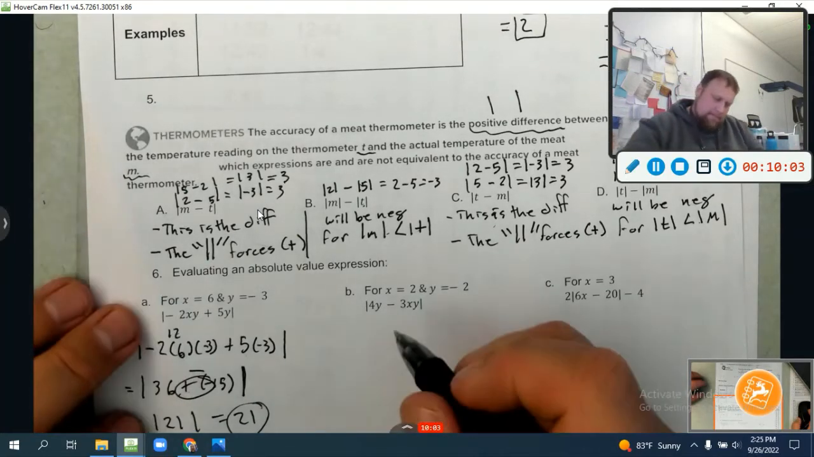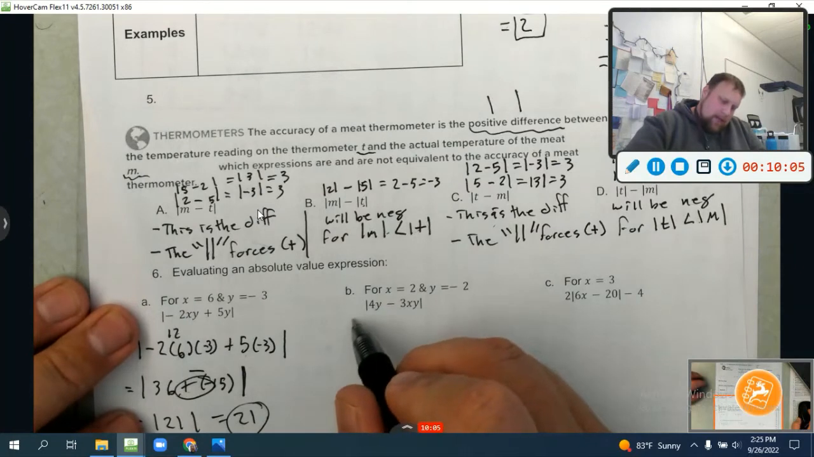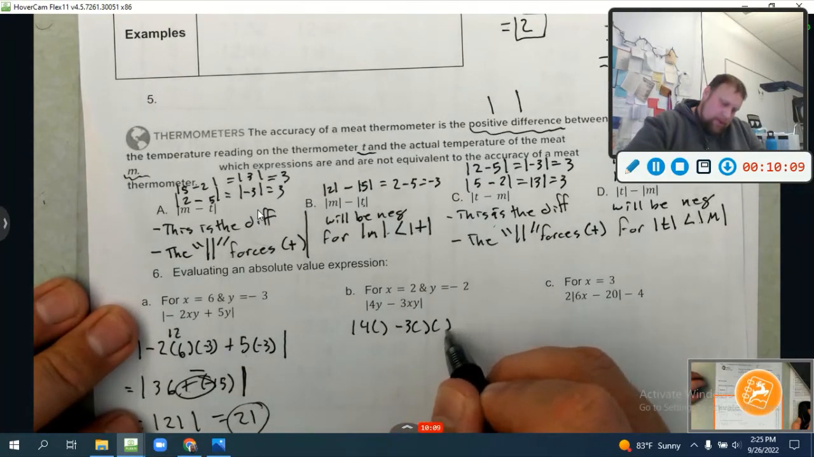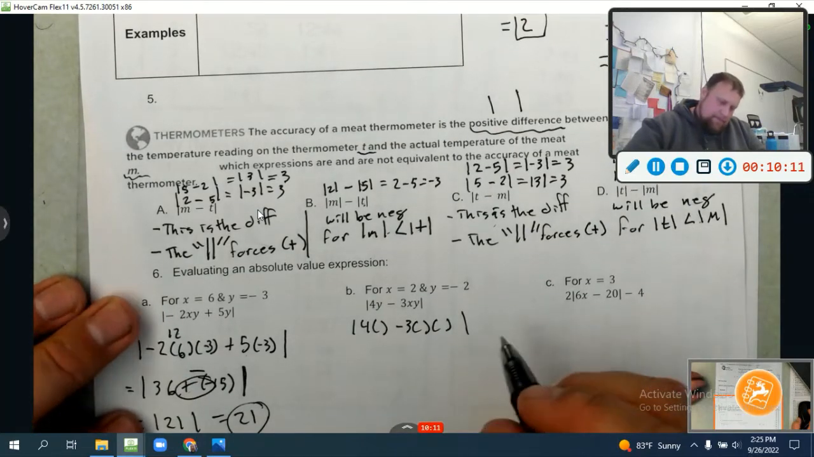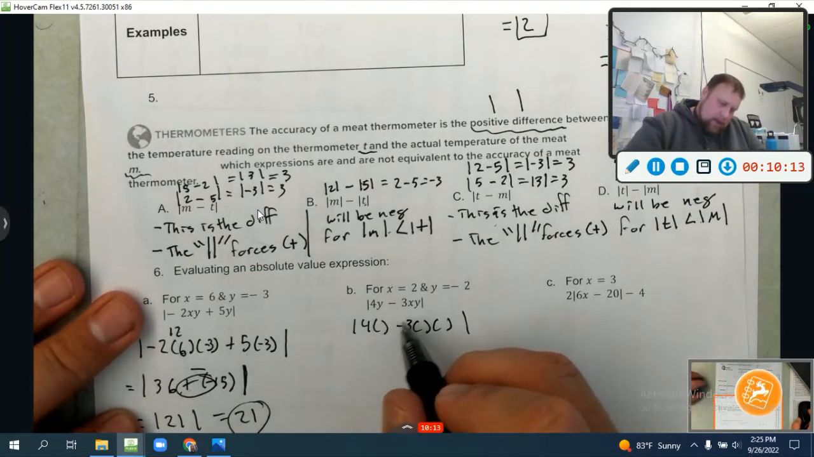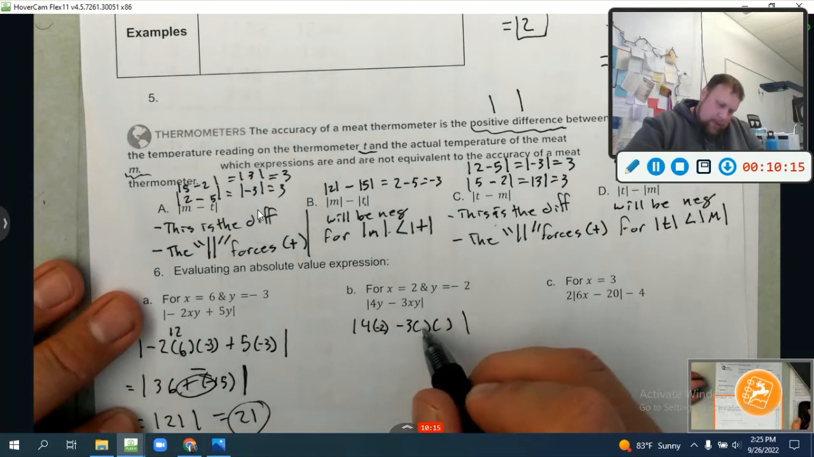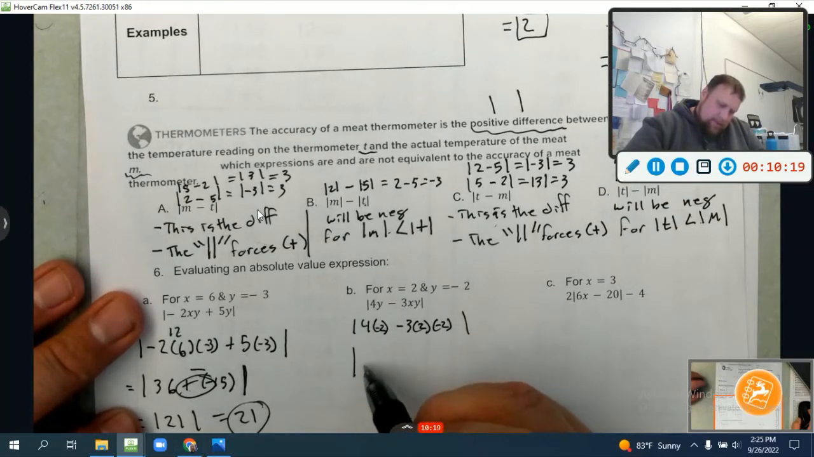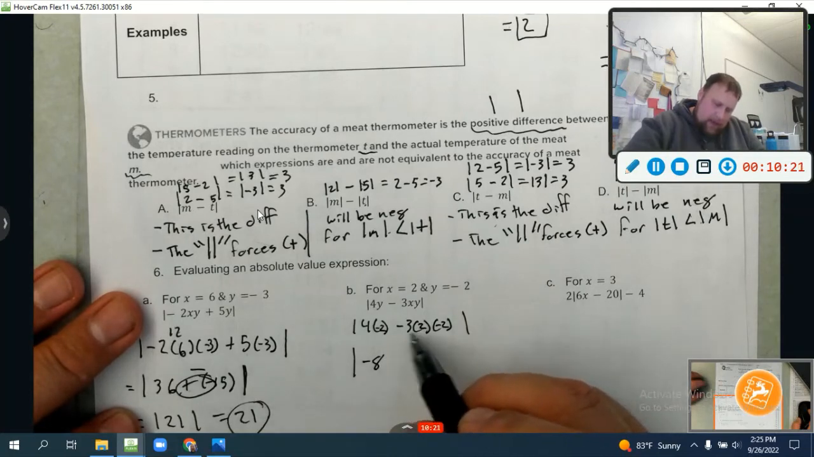Absolute value of 4 parenthesis minus 3 parenthesis. It's like the opposite of this one, right? And y is negative 2, x is 2, y is negative 2. So this is going to be the absolute value of negative 8. And then I've got a negative. Negative makes positive. 3 times 2 is 6. 6 times 2 is 12.